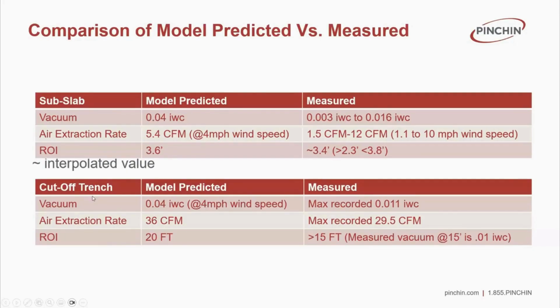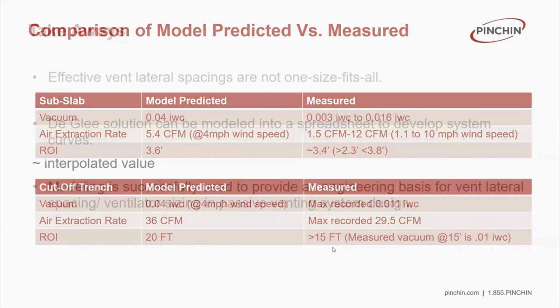And then for the cutoff trench, the model predicted 0.04 inches of vacuum, and the maximum recorded was 0.01 inches of water column vacuum. Air extraction rate was predicted at 36, with a maximum recorded of 29, and ROI was predicted at 20 feet, and we got more than 15 feet of ROI. So this is pretty good agreement with the model predictions.